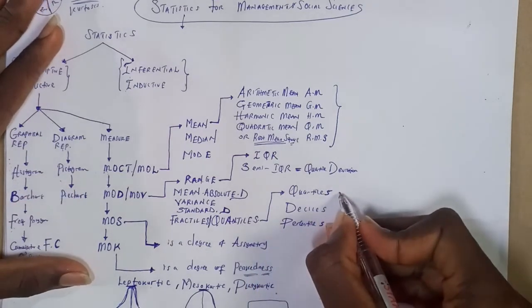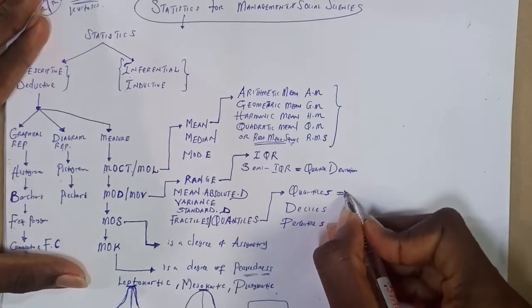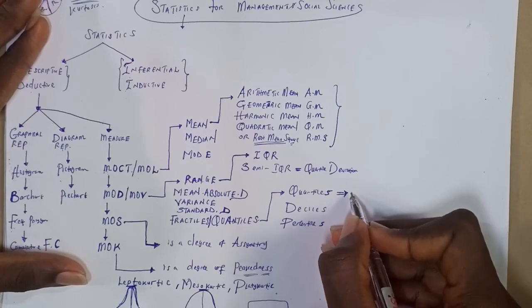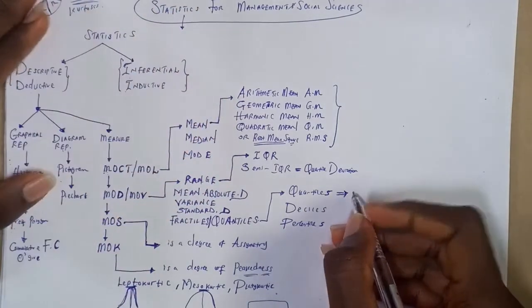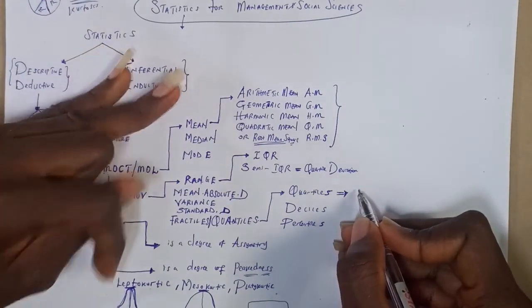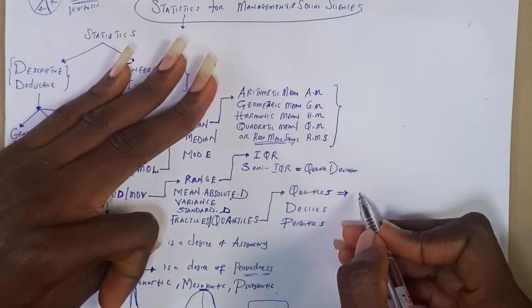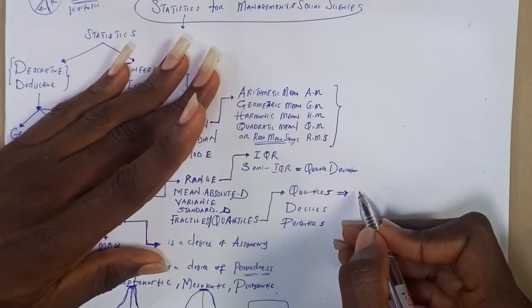Now, you see these quartiles that we have here. These quartiles divide a distribution into four equal parts, right? That is where we actually have the lower quartile, the middle quartile, and the upper quartile. So you can't have Q4. Never. If you have Q4, then that means you are not dividing anything.